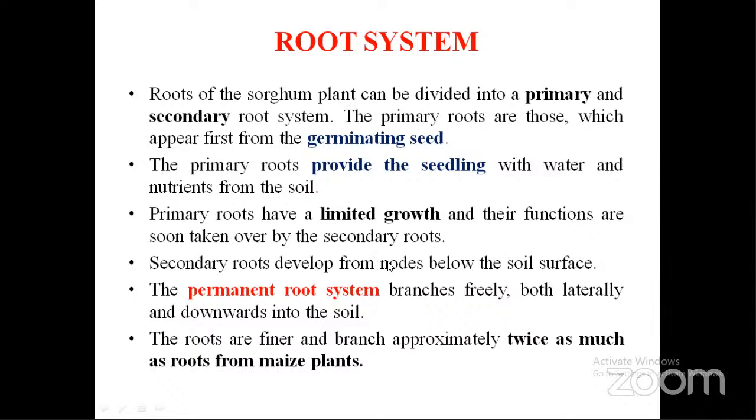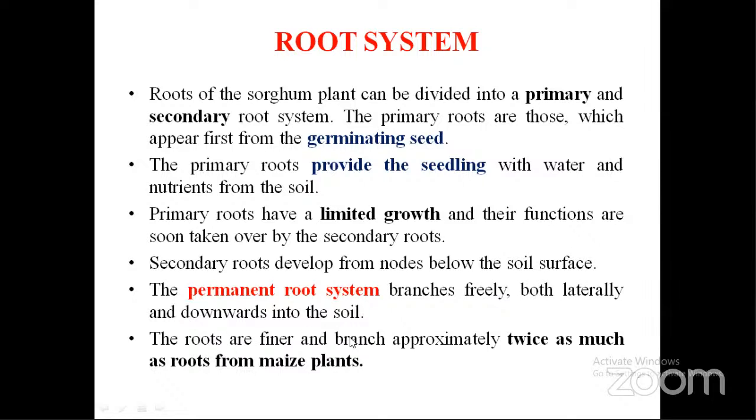These secondary roots develop from the nodes below the soil surface. This permanent root system grows in two directions, lateral direction and downward direction. They branch freely and grow both laterally and downwards into the soil.